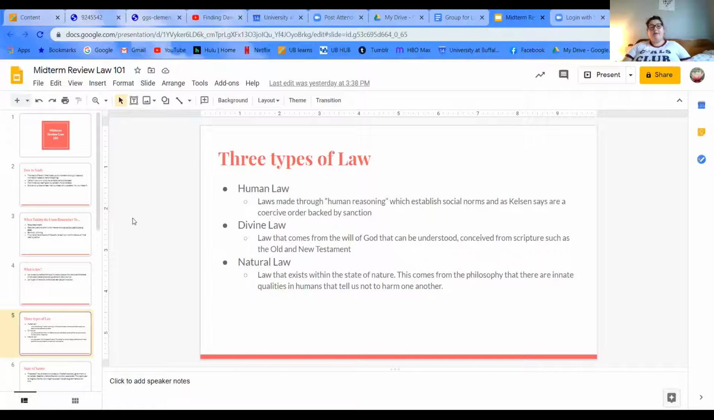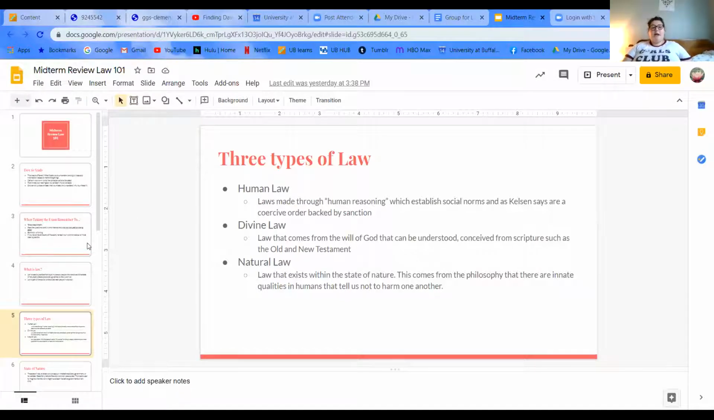A second type of law we talked about was divine law that comes from the will of God, that can be understood and conceived from scriptures such as the Old and New Testament. So this is talking about, we would say even the 10 Commandments would be divine laws, laws that we understand that God meant for us to follow. Especially in Christian societies, we would then look to the Bible to understand what divine laws God has given us.